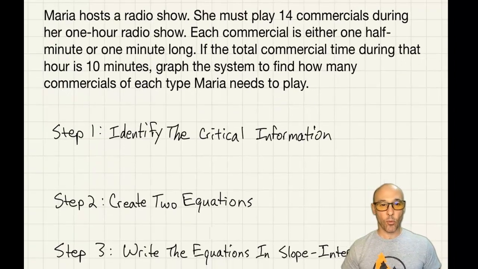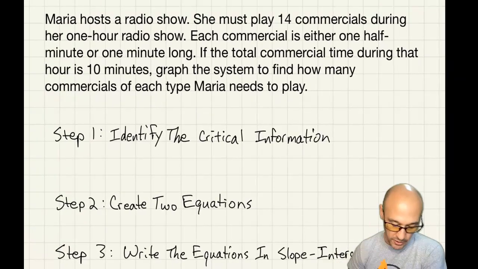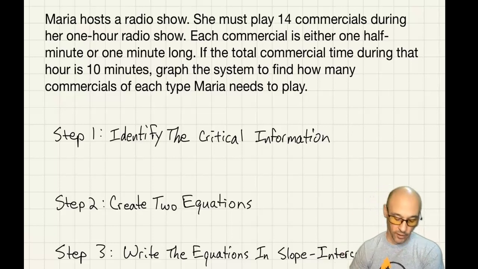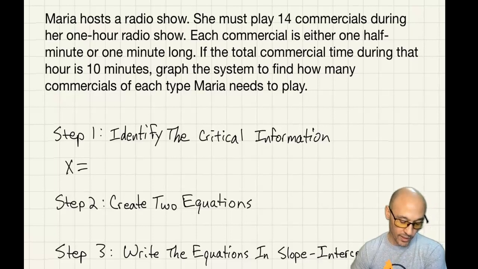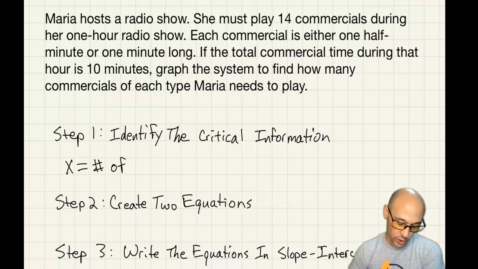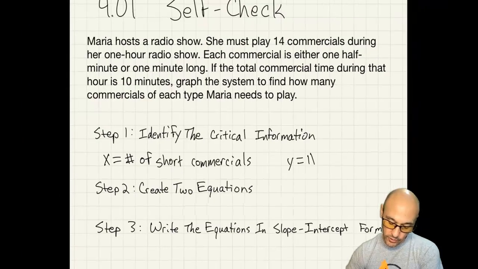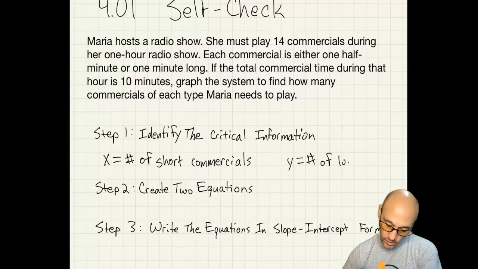Okay, so step 1, identify the critical information. So what we have here is a situation where we have two kinds of commercials. We'll have two variables. X is the number of, and I'll call them short commercials. They're 1/2 minute short commercials. And we'll have Y equal the number of long commercials.